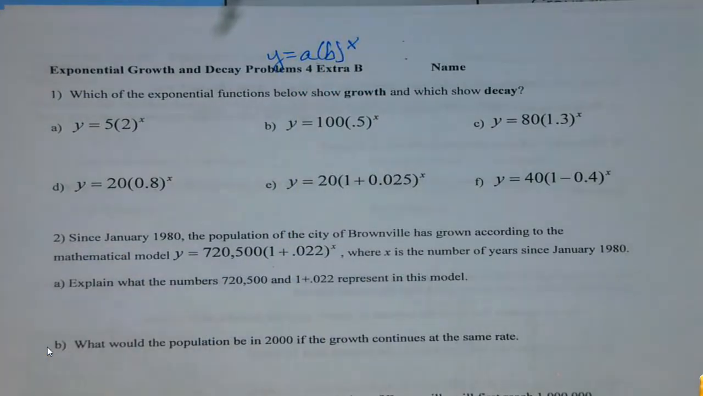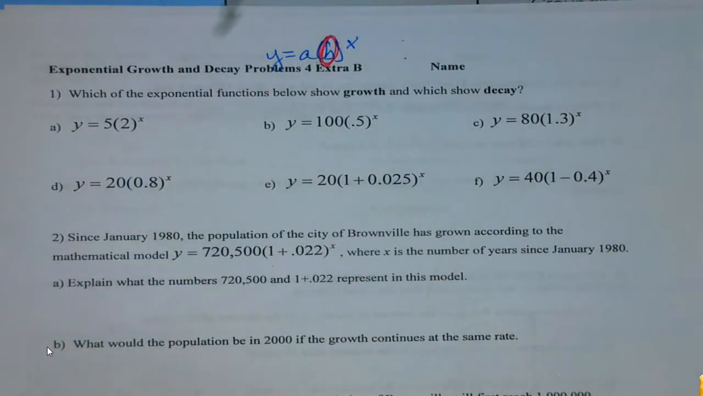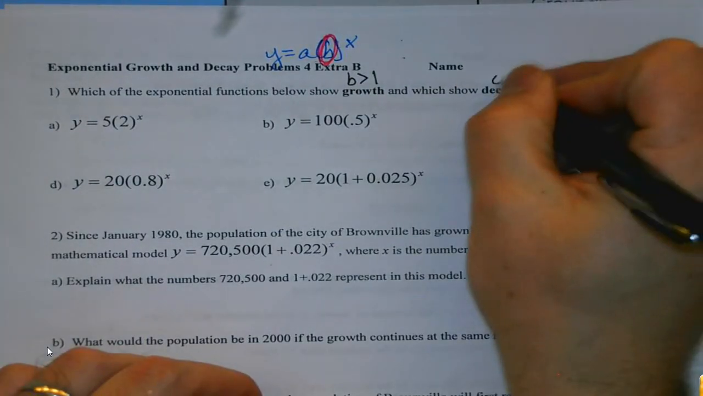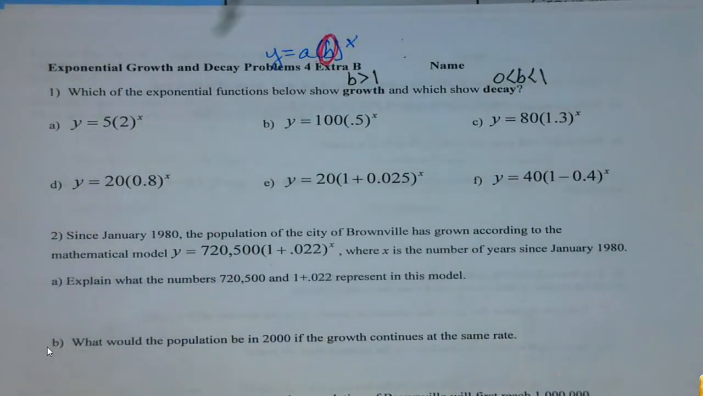Okay, this is what a typical growth and decay function looks like. The only thing that I'm interested in when I'm looking at growth or decay is this part, okay, this b value. Because when I'm looking for growth, my b value is going to be greater than 1. When it's decay, that b value is going to be between 0 and 1. Now that can take on the look of a fraction, it can take on the look of a decimal, but I still have to be careful, which we're about to see as we go through some of these.